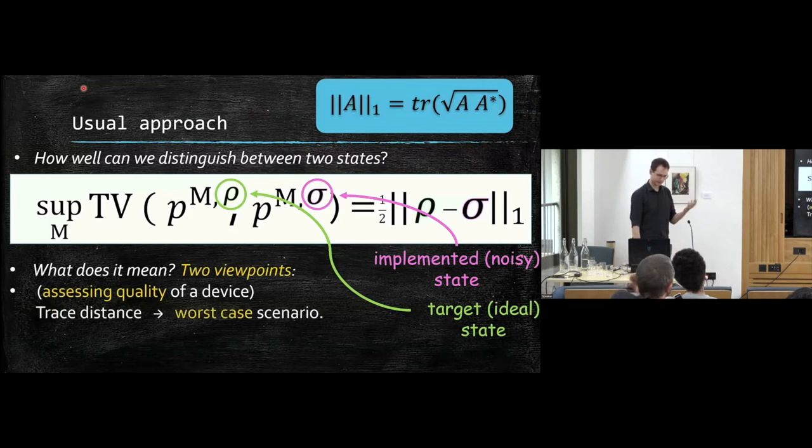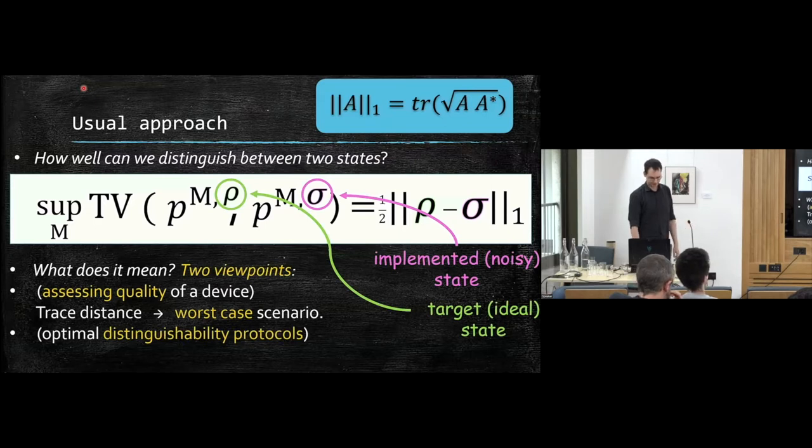Since you have those two states, one of them is what you want to do, and one is what is actually happening, and here you optimize over all of the measurements, so you put the states in the worst possible scenario. This means that from the practical perspective, if you calculate the trace distance between states, this tells you how bad your device performs in principle in the worst possible scenario, because this is optimized over all measurements that you can perform. And from this fundamental perspective of just optimal distinguishability protocols, it just tells you how well you can distinguish them. You have two states and you ask, in principle, how well you can distinguish them.